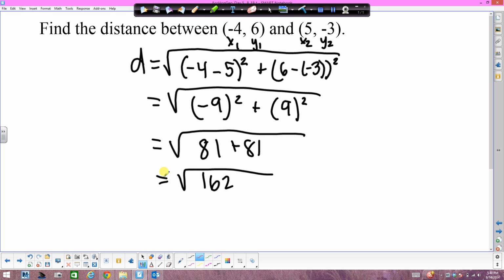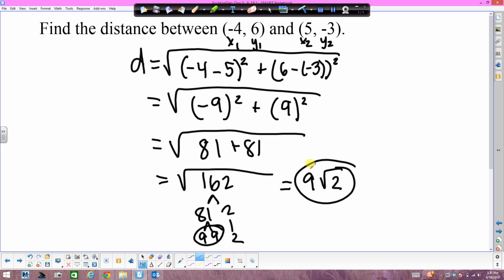Now, for all of the radicals, we want to simplify this. That means I want to make a factor tree and see if there's anything that these have in common. So I know 162 is really 81 times 2, and we know 81 is 9 times 9. So I'm going to take that pair of 9s and factor it out so that it becomes 9 square root of 2. Now, if you have another way that you simplify radicals, that's fine, but you need to make sure it is a correct method and that it always works. So if you're not sure about simplifying, you need to make sure we work on that. So that would be the distance between those points.